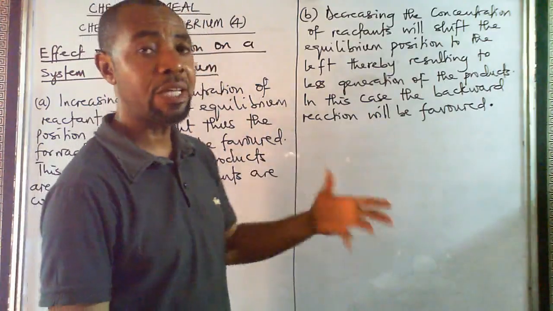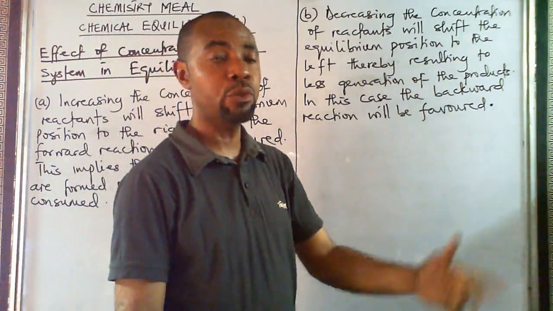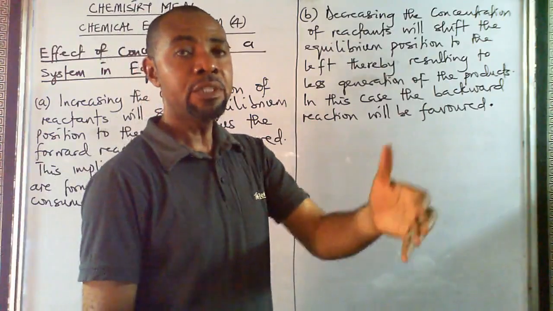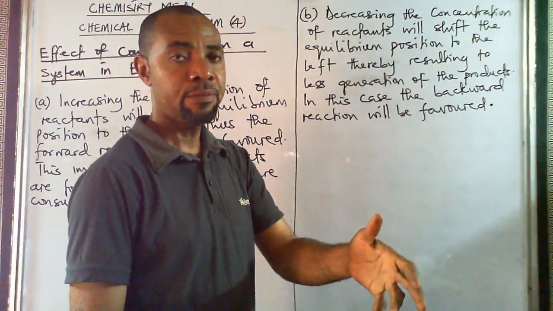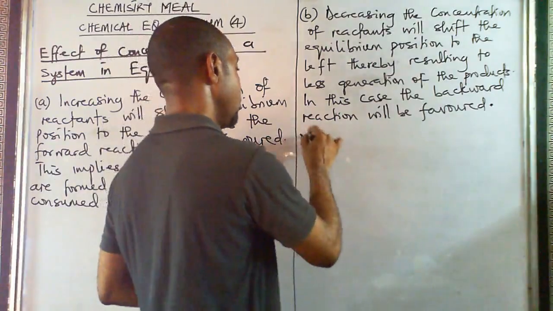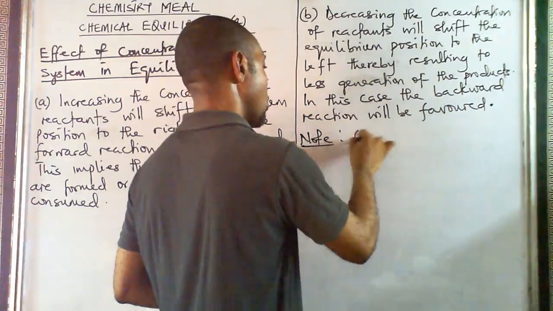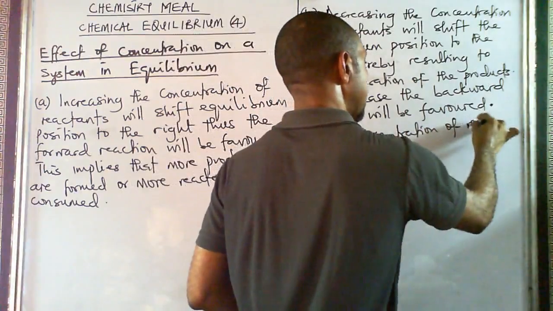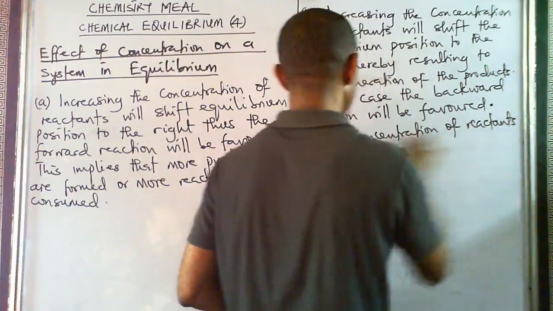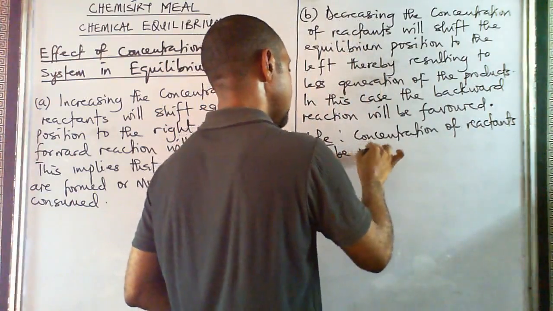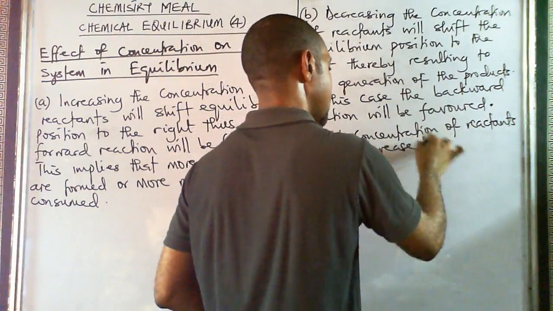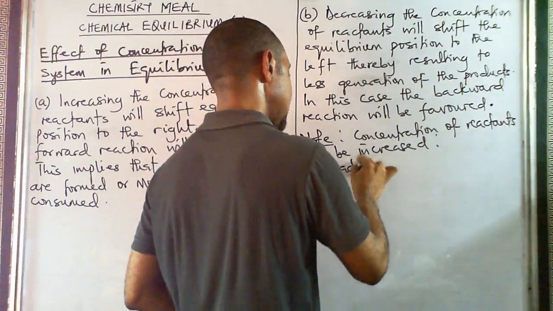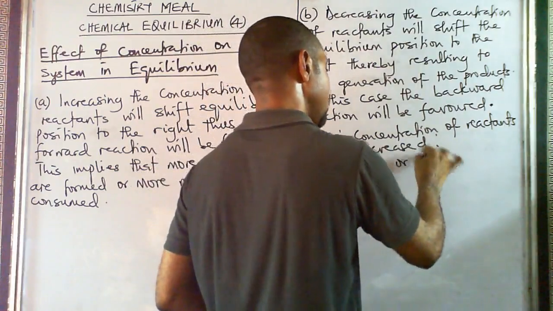Increasing the concentration of reactant will shift the equilibrium position to the right. Now, the question is, how can we increase the concentration of reactants? Let's note that the concentration of reactants can be increased, one, by adding or introducing more reactants.